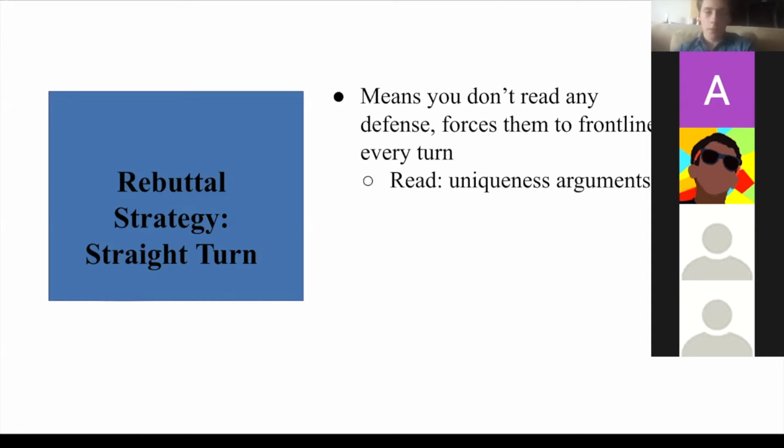So besides the number of turns, how do you do this? How do you straight turn an argument? You should read uniqueness arguments. You should do this for 2 reasons.